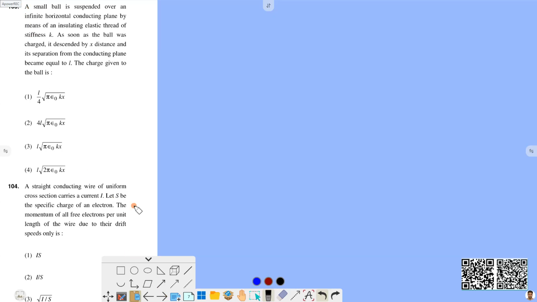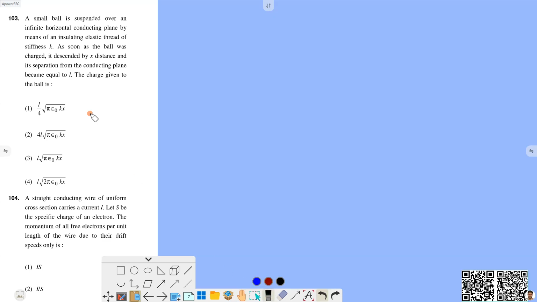Now that is 103, I think. Yes, 103. A small ball is suspended over an infinite horizontal conducting plane by means of an insulating elastic thread of stiffness K. As soon as the ball was charged, it descends by distance x, and the separation from the conducting plane becomes equal to L, the charge given to the ball. So this is a question basically from electrodynamics, and we can skip it.